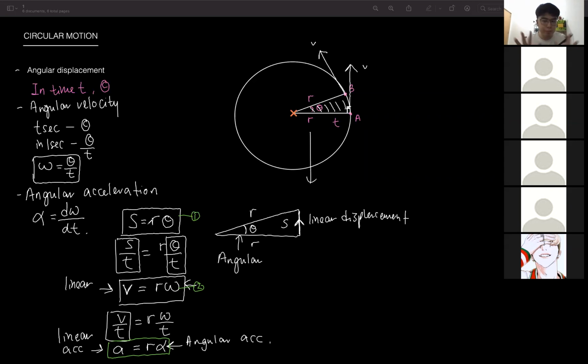Now, here's a question. Where is the direction of the linear quantities and where is the direction of the angular quantities? For the linear, we have talked about it. It is tangential to the circumference. So for displacement and velocity, the direction changes, but it is always tangent to the circumference. So these are the linear directions.